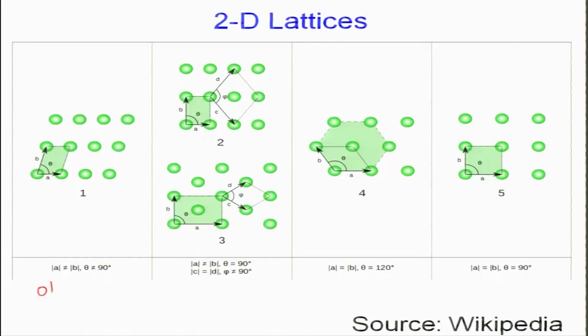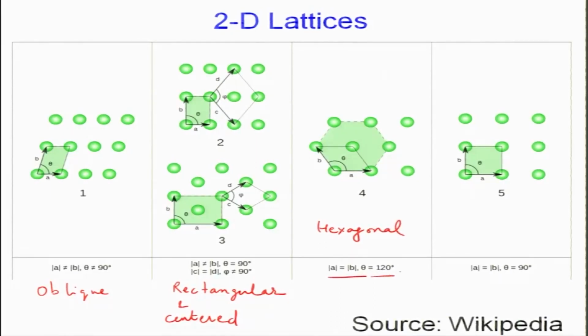So this is an oblique lattice, this is a rectangular and centered one. This is hexagonal, in which A is equal to B, theta is equal to 120 degrees, all right. And then you have a square lattice where A is equal to B and theta is equal to 90 degrees. So these are the possibilities which exist in 2D, 5 possibilities of Bravais lattices, all right.